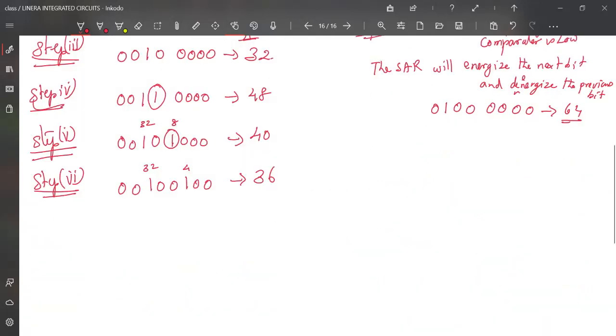So what will happen in step 7? The next consecutive bit will be energized and the previous bit will be retained. So 0, 0, 1, 0, 0, 1, 1, 0. So the corresponding analog value for this register output will be this is 32, this is 4, this is 2. So the value will be 38.